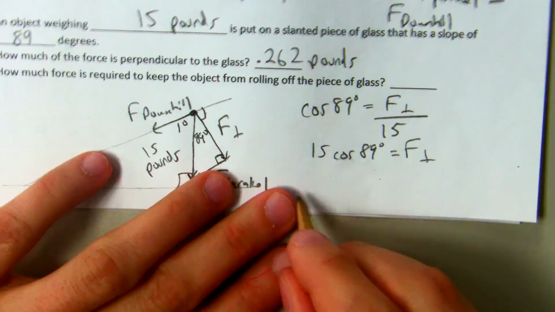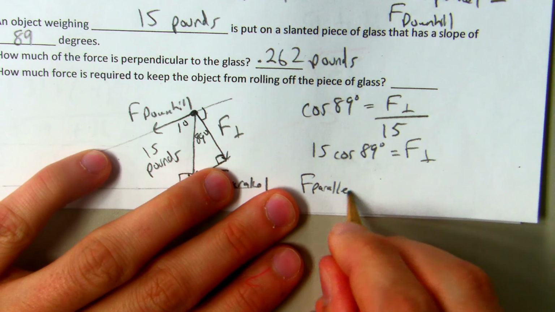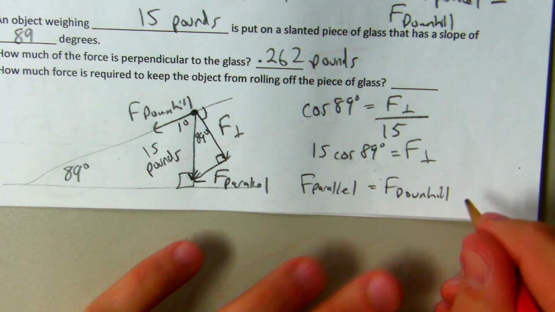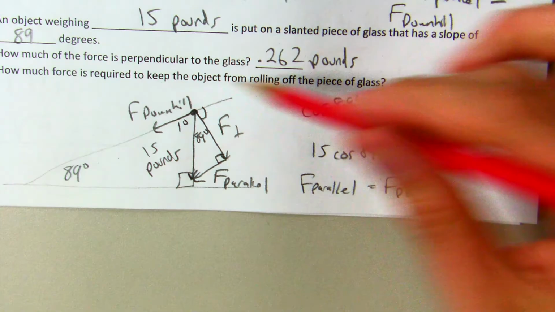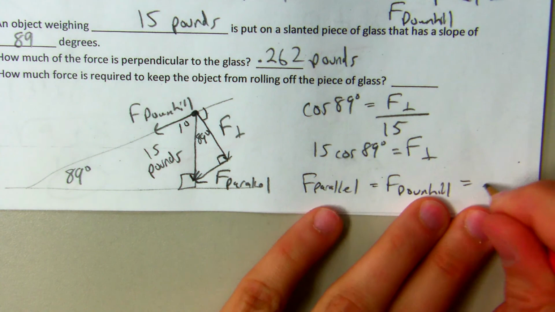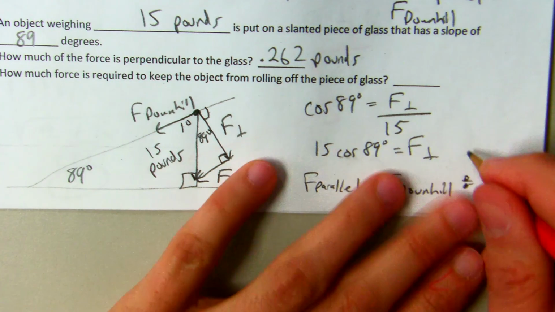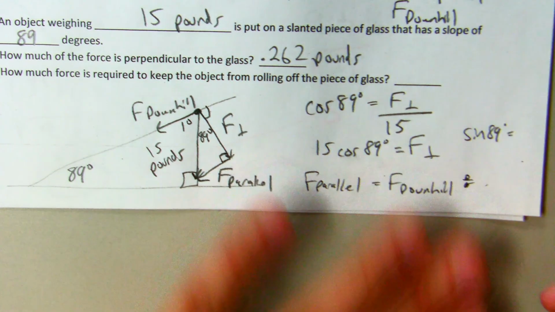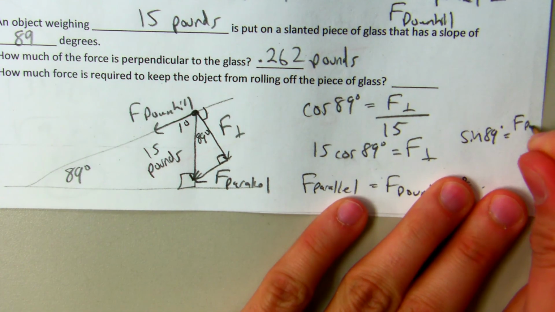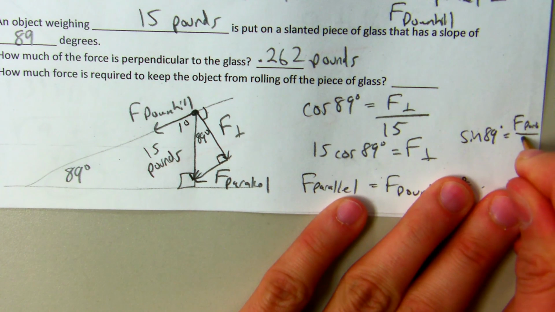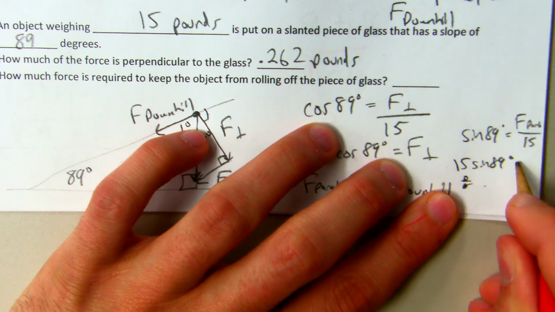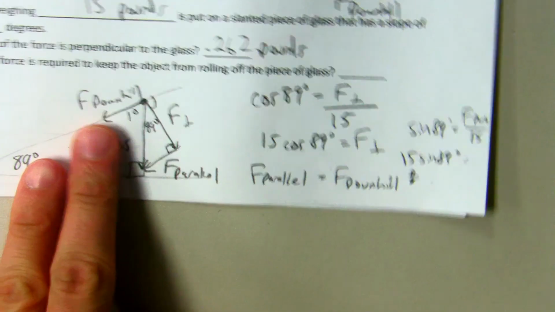Okay, so the force parallel, which will be the opposite side, is equal to the force downhill, which is also equal to the force you have to exert to not go downhill, which is what this is asking. That can be found by doing the sine of 89, opposite over hypotenuse. So 15 times the sine of 89 degrees is what the force parallel would be.